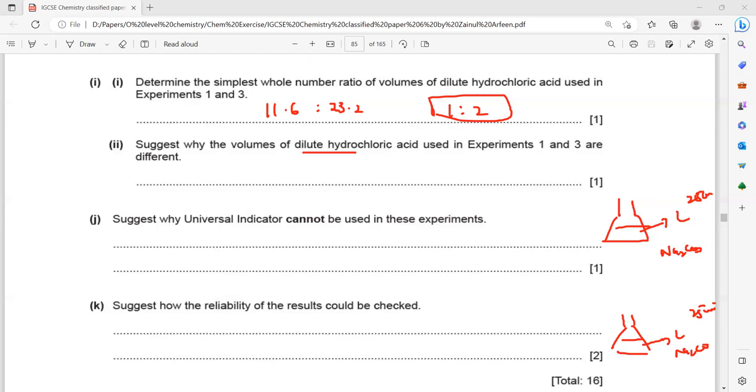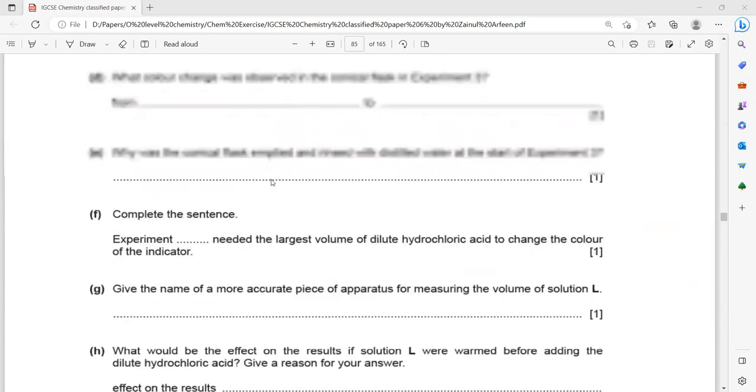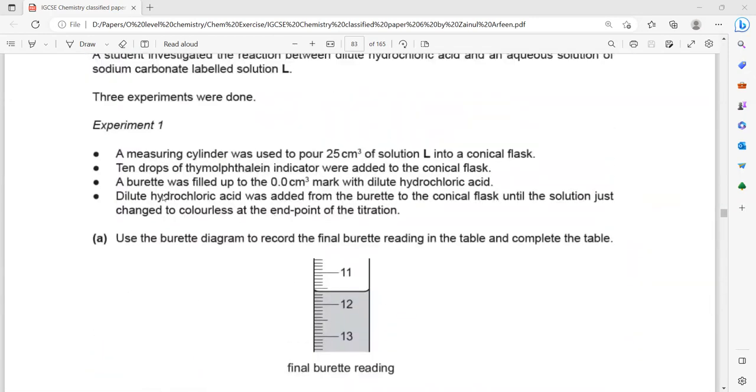So if we use even a different amount of indicator, because it depends on the type of indicator used and the amount of indicator used. Like if you see the experiment, the comparison between the experiments. So in experiment one, if you see how many drops we were adding, we added 10 drops of thymolphthalein, this one.